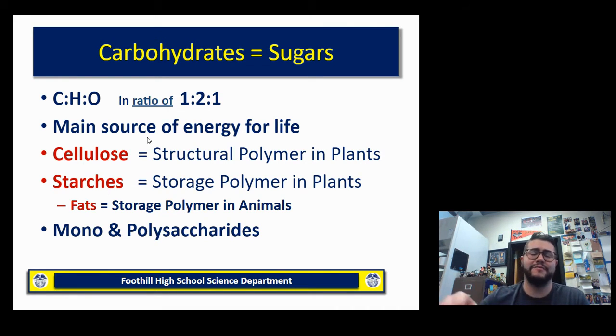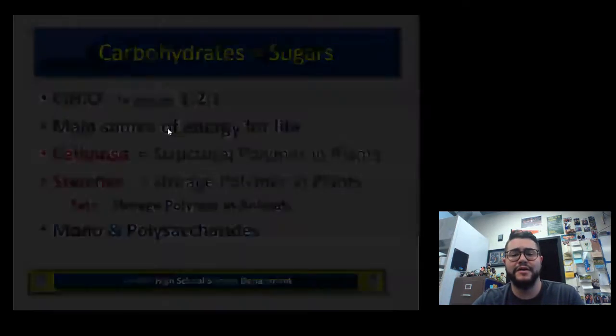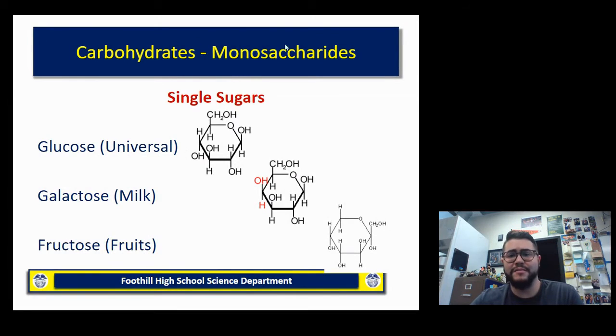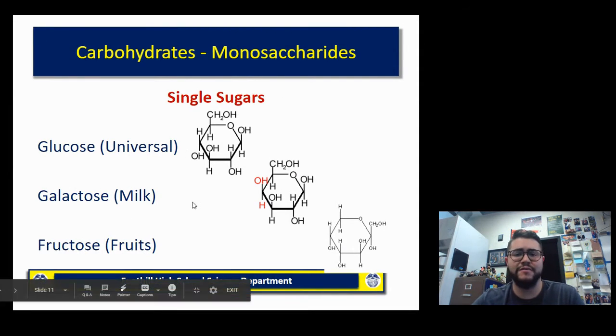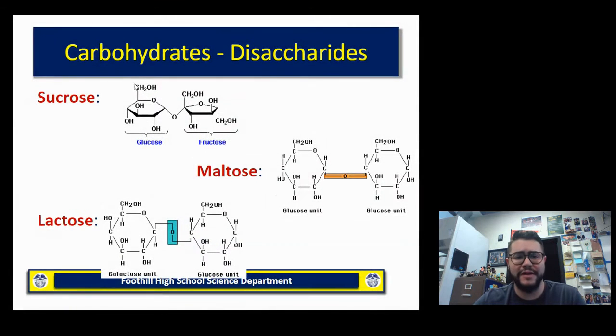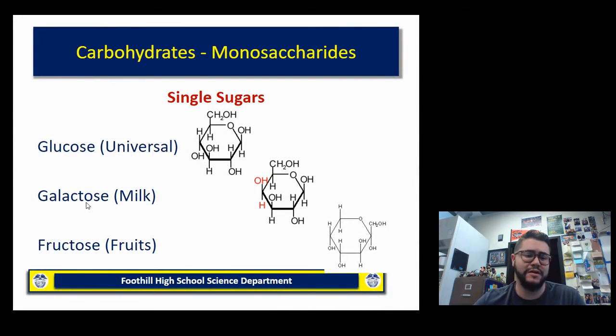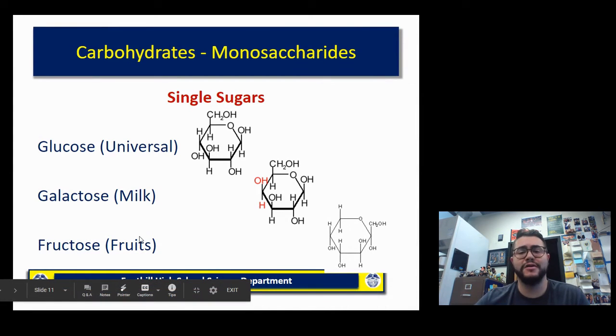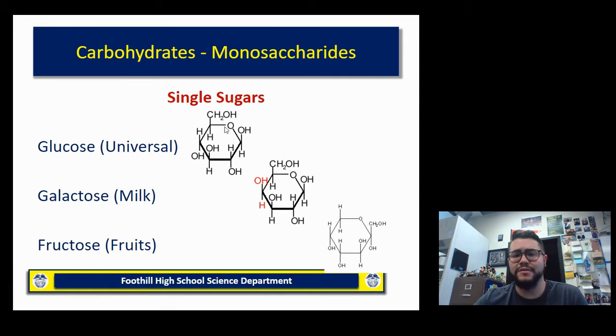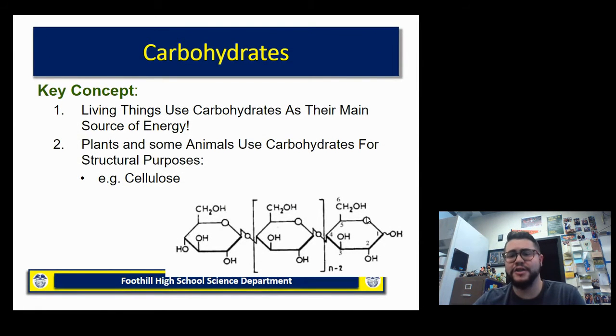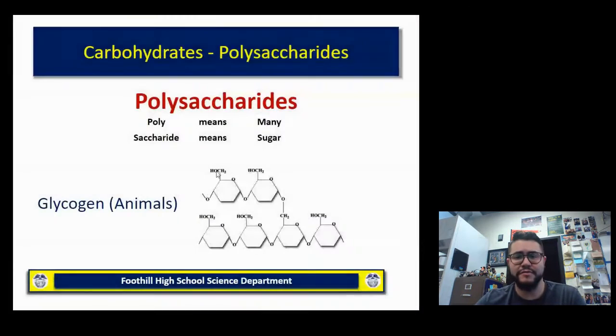Carbohydrates are probably the most complicated when we talk about monomers, because the monomers can be either simple monosaccharides like glucose, galactose, fructose, or disaccharides like sucrose, maltose, and lactose. Anything that ends with the word ose, like glucose, galactose, fructose, those are all sugars. How these carbohydrates work is you string together multiple of these either single sugars or double sugars until you get a long chain, like cellulose.